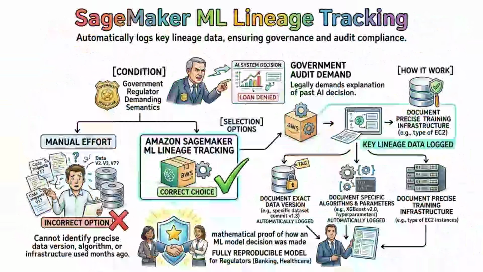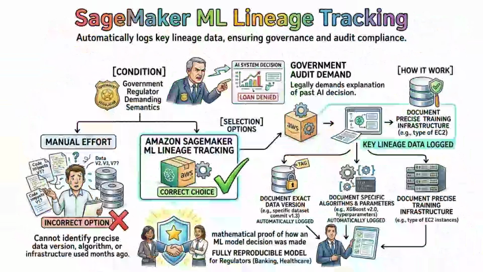Governance in machine learning also means you must be able to completely reproduce a model exactly as it was created months or even years ago. Amazon SageMaker ML lineage tracking is a powerful background service that automatically logs the entire history of a model, documenting the exact data version, the specific algorithms used, and the precise infrastructure that trained it.